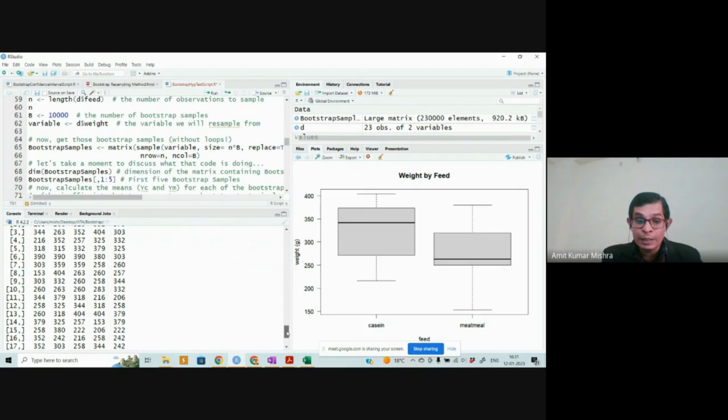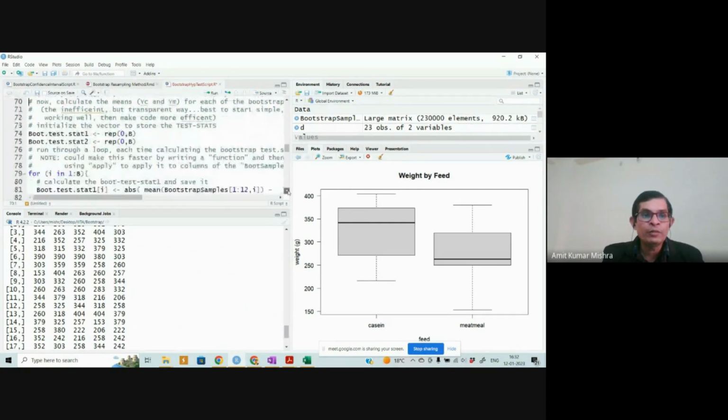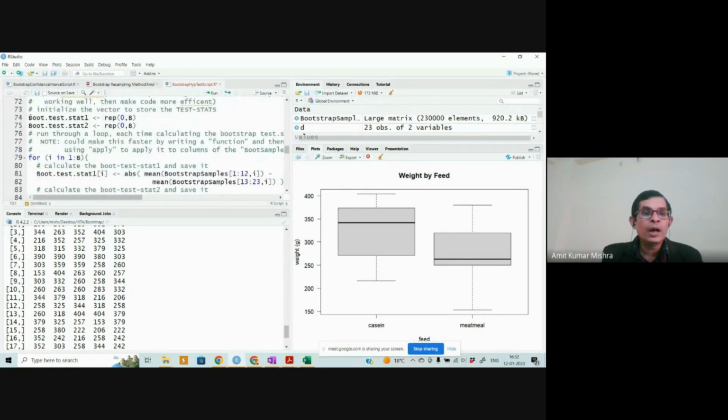Recall that these are samples under H0. That means we are not considering the differences of the two feed items. We are just assuming that all these data points are coming from the same population. Okay. Now, after doing this, we have bootstrap samples.